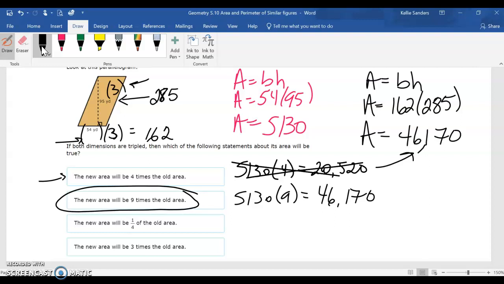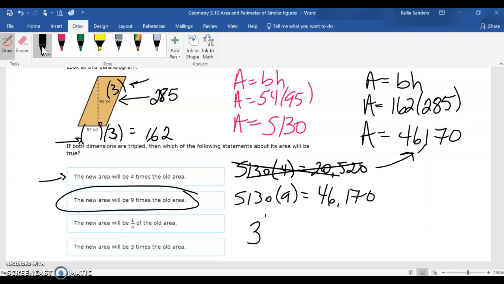I wonder how we could get 9 without doing the problem all the time, because that took us a little bit of time to figure out. How do you think we could get 9 if both dimensions are tripled? And we're talking about area.